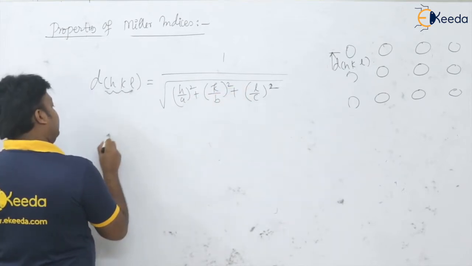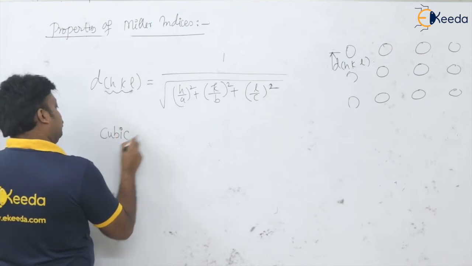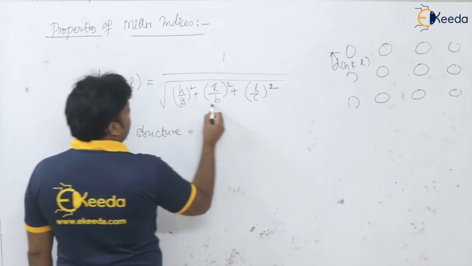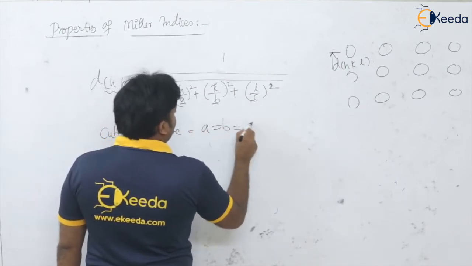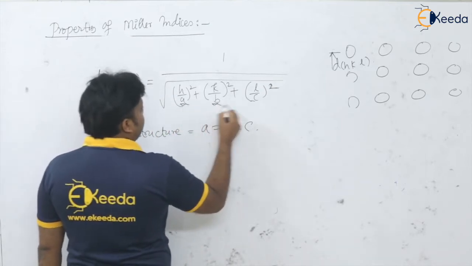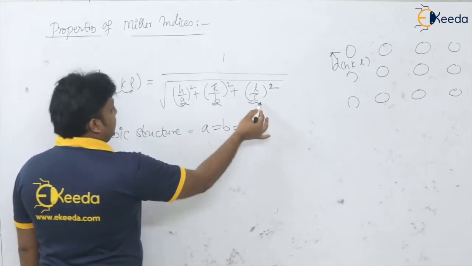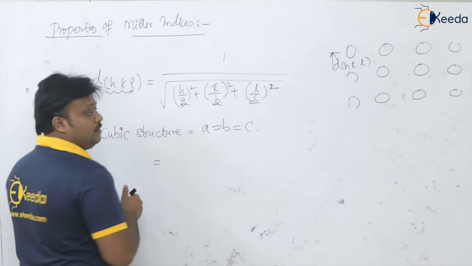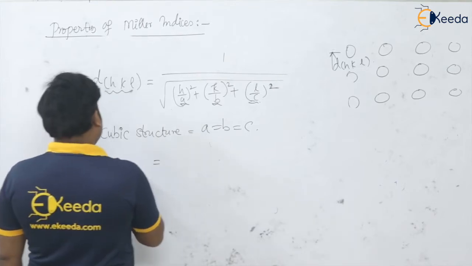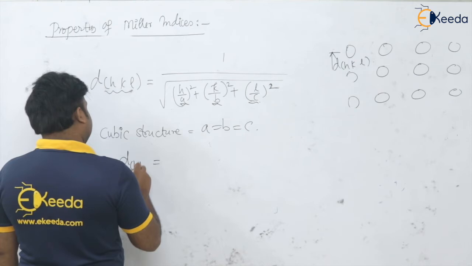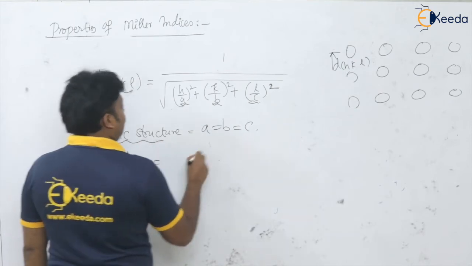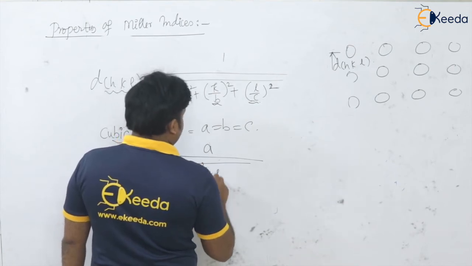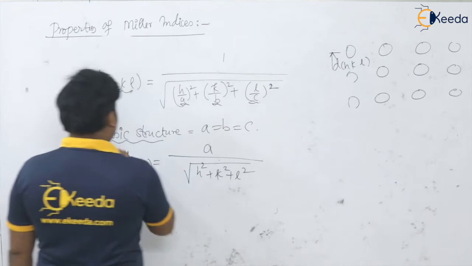When we take the cubic structure, we know the relation between the lattice parameters: A is equal to B is equal to C. If I put A, A, A here and take A square common, it goes to the numerator, and I can write d HKL for the cubic structure as A divided by root of h square plus k square plus l square.